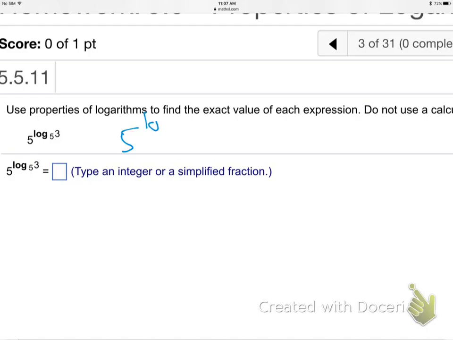So 5 to the log base 5 of 3. Well, guess what's going to happen? What have we been seeing? When the base and the power are the same thing, what do they do? Cancel. 3. I could show you more formally, but let's not. Come by my office, I'd be glad to show you. Basically, they cancel each other out. When the base and the power match, they cancel each other out. They're the opposites of each other. Good? Good on that?